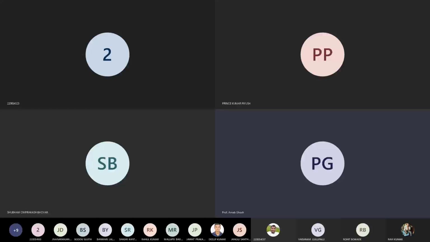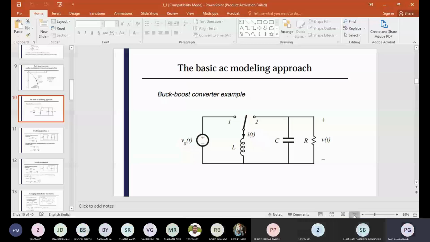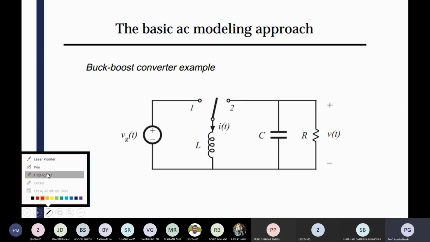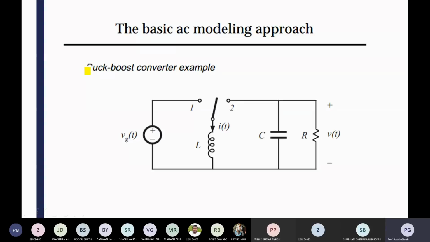Started with the last class, we actually started with modeling. Converter modeling: stepwise, we are discussing the converter modeling. I told all of you that the purpose of converter modeling is to represent the nonlinear converter mathematically, so you can describe them and check their dynamics. Basically, you know that all are real-time systems, so you have to represent them mathematically.